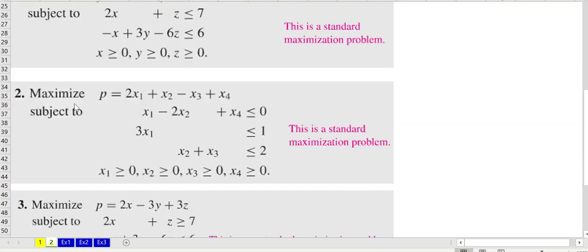Example 2, again, maximize P equals 2x sub 1 plus x sub 2 minus x sub 3 plus x sub 4. That looks good. Subject to the constraints, we have a less than or equal to 0. That is non-negative. Less than or equal to 1. That is non-negative. Less than or equal to 2, non-negative. So these are all less than or equal to's, and these are all non-negative. And then we have our non-negativity constraints, saying that all of the variables x1, x2, x3, x4 must be greater than or equal to 0.